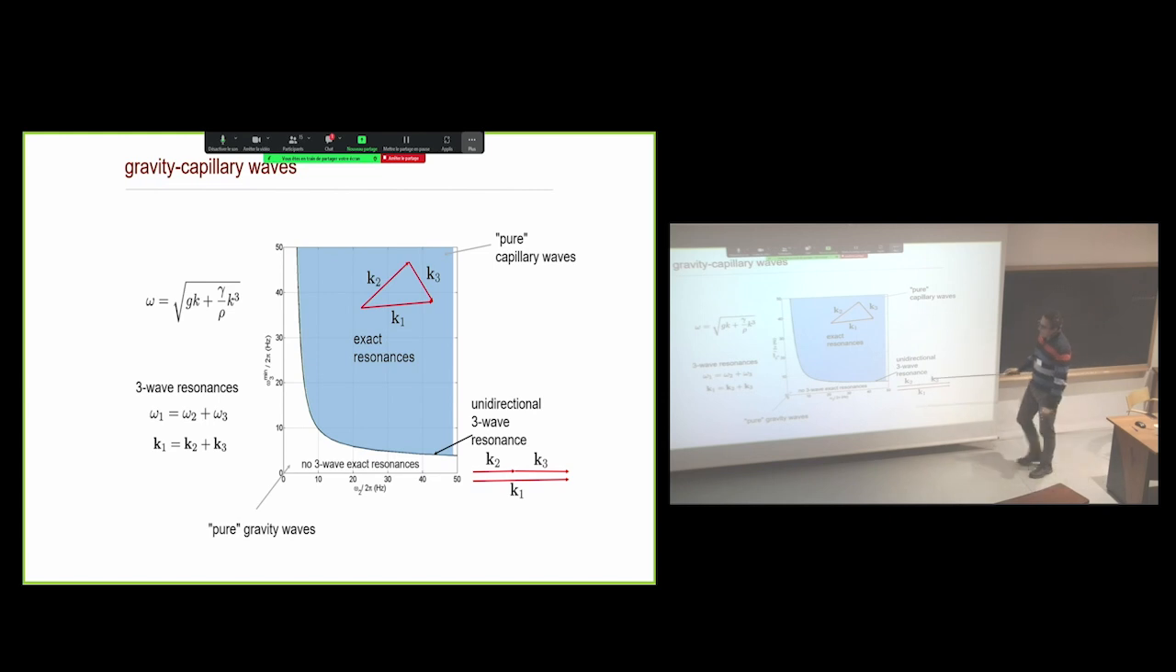And if I plot them as a function of omega 2 and omega 3, we have resonances above this line here. At high frequency it is pure capillary waves, at low frequency it is pure gravity waves. Of course, we don't have free-wave correlations there. And we have a separating line here, which is the specific case where the waves are collinear, where we can also have resonances of collinear wave vectors.